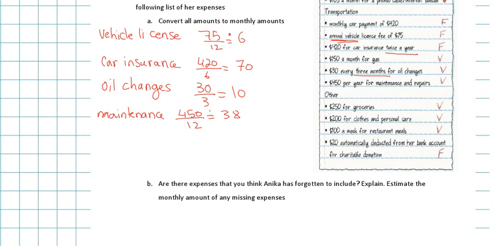Then we have $250 for groceries. I'm going to expect this is monthly. $200 for clothes and personal care. Again, that's monthly. $100 a week for restaurant meals. How can I find what it would be per month? Is it multiplied by 4, which is 400? No, multiply 100 by 52.